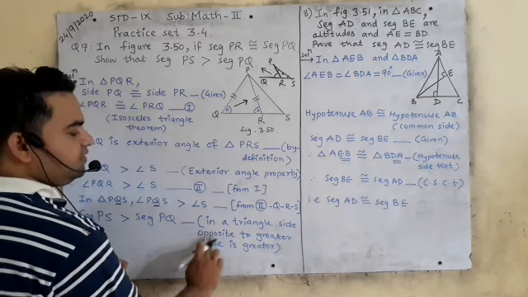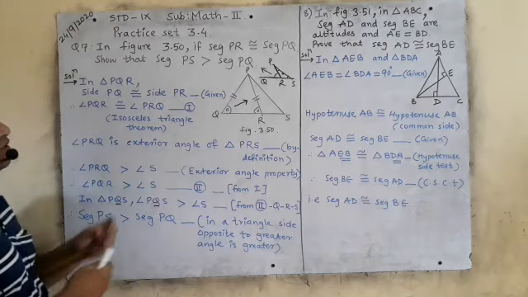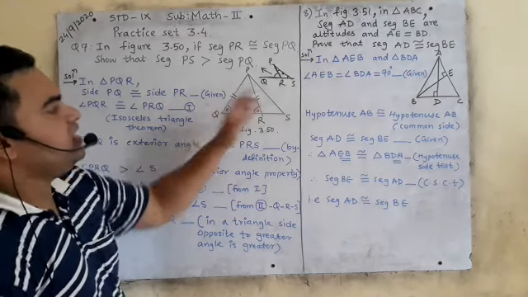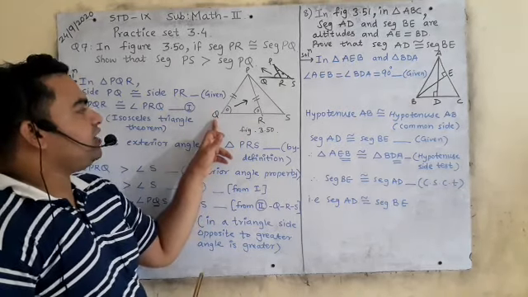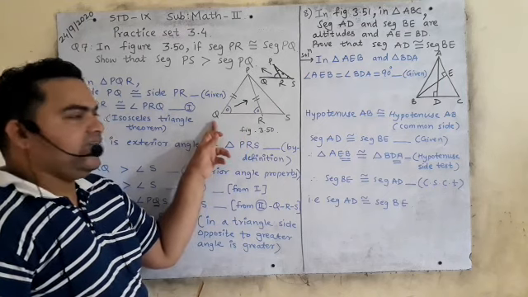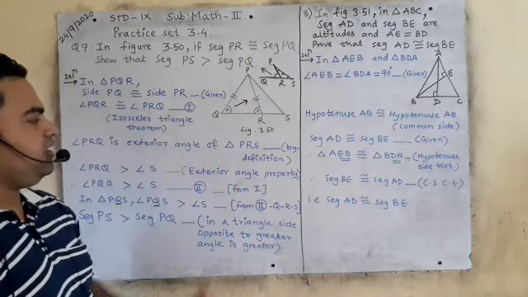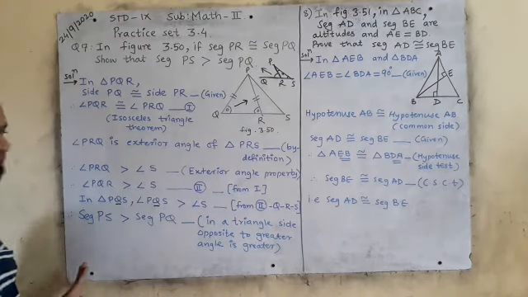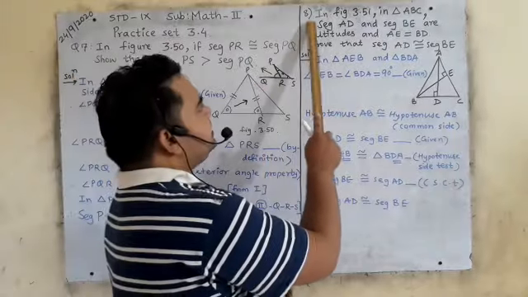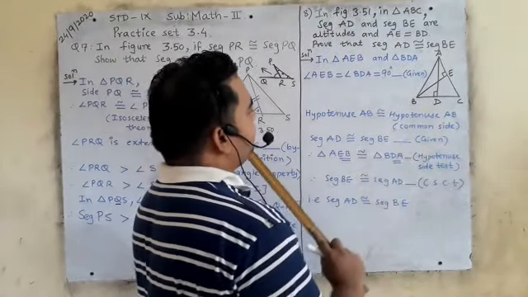In a triangle, the side opposite to the greater angle is greater. So segment PS is the opposite side of the greater angle, that is angle Q. Angle Q is a greater angle, so the opposite side PS is greater than the side PQ. I hope you understood this. Now see question number 8. In figure 3.51, this is figure 3.51.